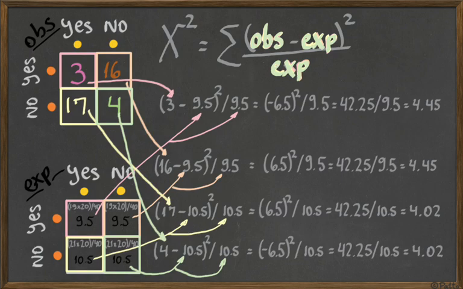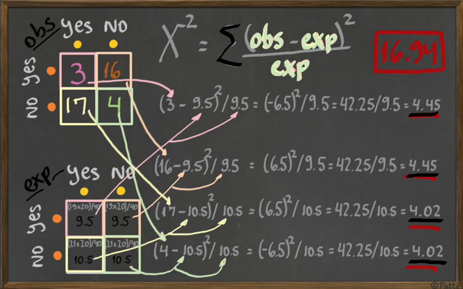The chi square is the sum of those values. So I'm going to be summing, adding this, this, this, and this. So that's going to be the chi square, the sum of those values. So in this case, it's going to be 16.94.